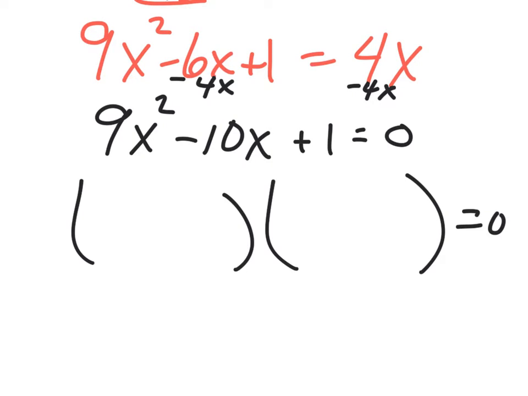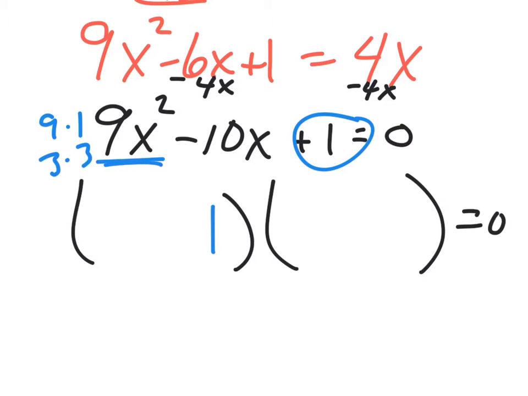Now, we have a little guess and check. So my options for the first one are either 9 and 1 or 3 and 3. My options for the last are 1 and 1, so that's easy. And this plus is telling me the signs are the same, and this minus is telling me that they're both negative. All right, so now I just have to figure out how I'm going to get a 10. Would I want a 9 and a 1 or a 3 and a 3? I think I'm going to go with 9 and 1 and see what happens.